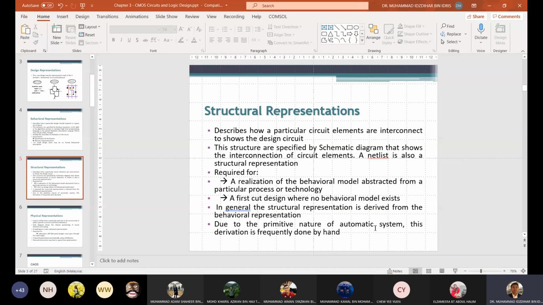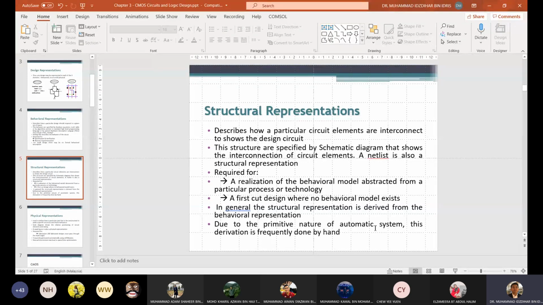So in general, the structural representation is derived from the behavioral. When you want to design a structure, you always refer to the behavioral, because behavioral is the output that you want. So you're going to design a structure depending on the output that you want.